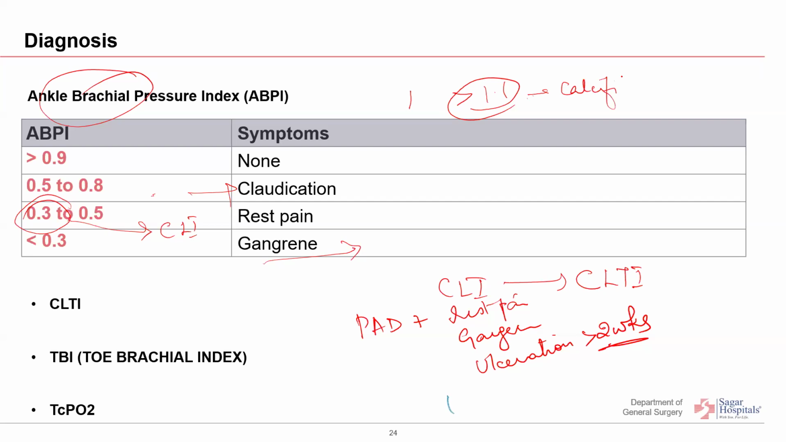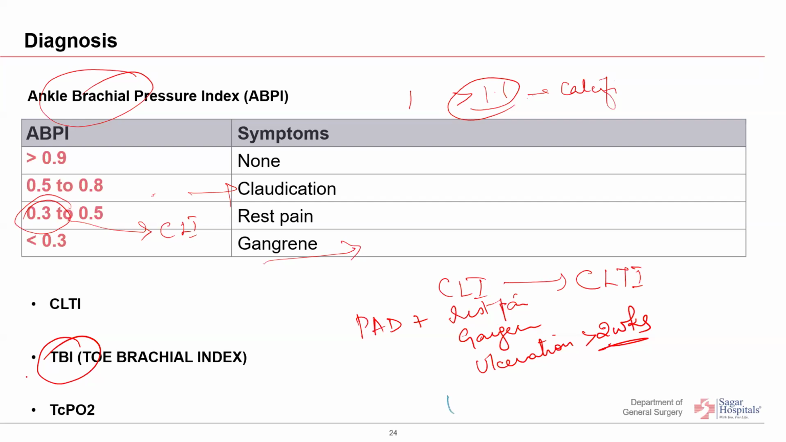So there is something called TBI that has come now. In diabetic patients and elderly patients, as part of the disease, there will be sclerosis and calcification in the vessel wall. In them, if you take an ankle brachial pressure index, it gives you a normal value, which is actually not. So to filter that out, we do something called the toe brachial index.